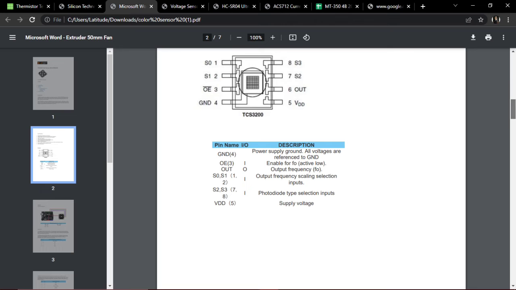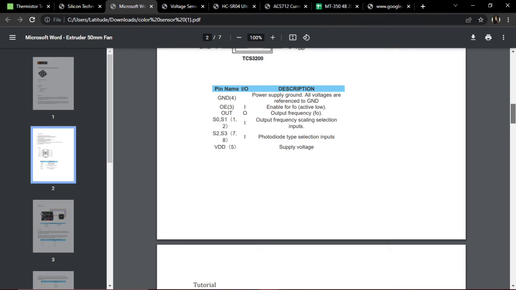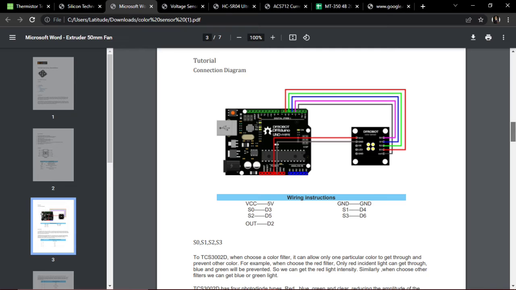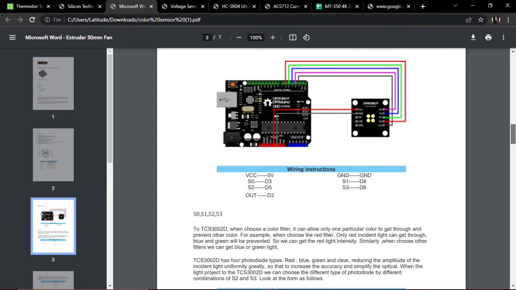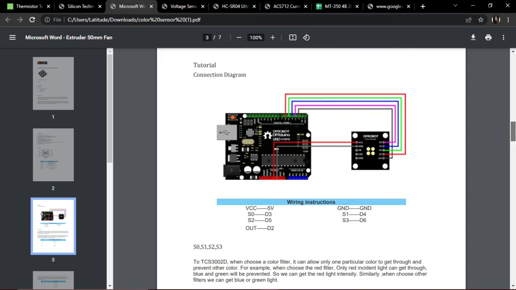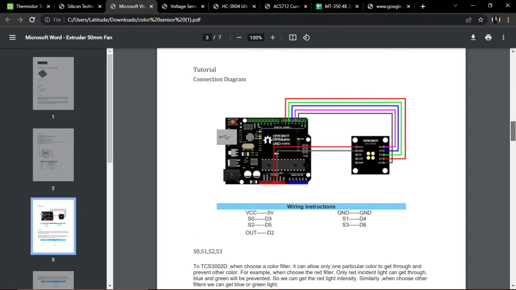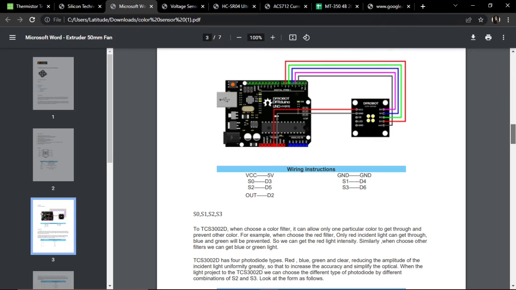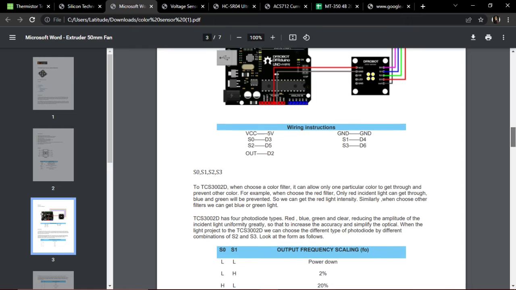The description is given like: power supply, ground. All voltages are referenced to ground. Enable OE is the enable for output frequency, active low. S0, S1 are output frequency scaling inputs. S2, S3 are photodiode selection inputs. VDD is the supply voltage. So the connection diagram from the color sensor to Arduino is like this: VCC is 5 volt, S0 is directly connected to D3, S2 to D5, output to D2, ground to ground, S1 to D4, and S3 to D6.